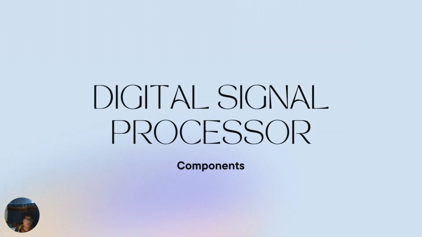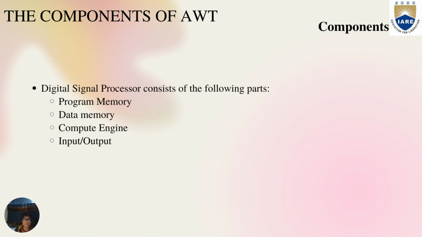So let's discuss the components of DSP. The components of a digital signal processor are, first, program memory. It stores the program inside the memory. It is generally non-volatile. In this program memory, flash memory is used where reprogramming is possible using a hardware interface, and program memory generally uses the concept of stacked data memory.